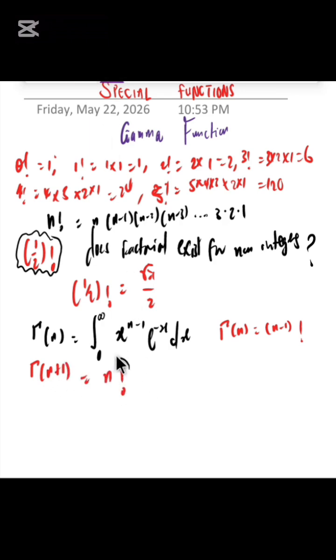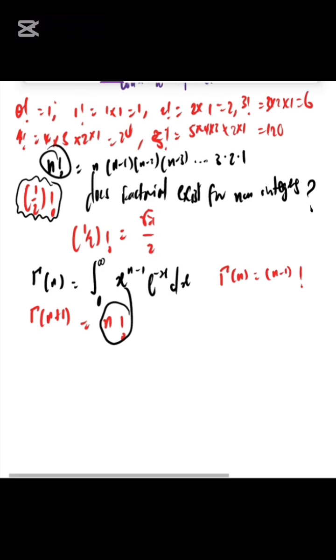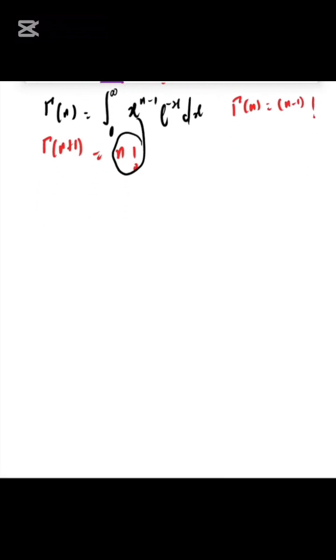Is it not concerning? n factorial. There's a big connection between the gamma function and factorials. You're going to love this. Very beautiful. I hope you are getting it. You are jotting something down.